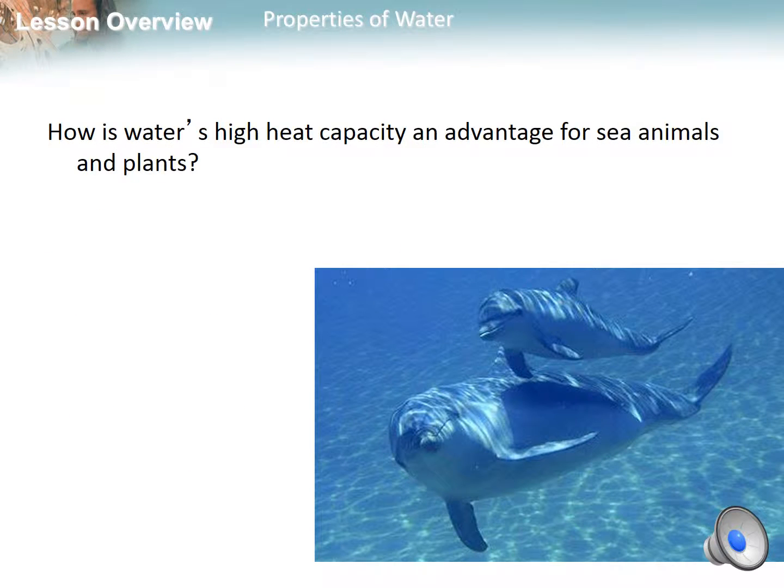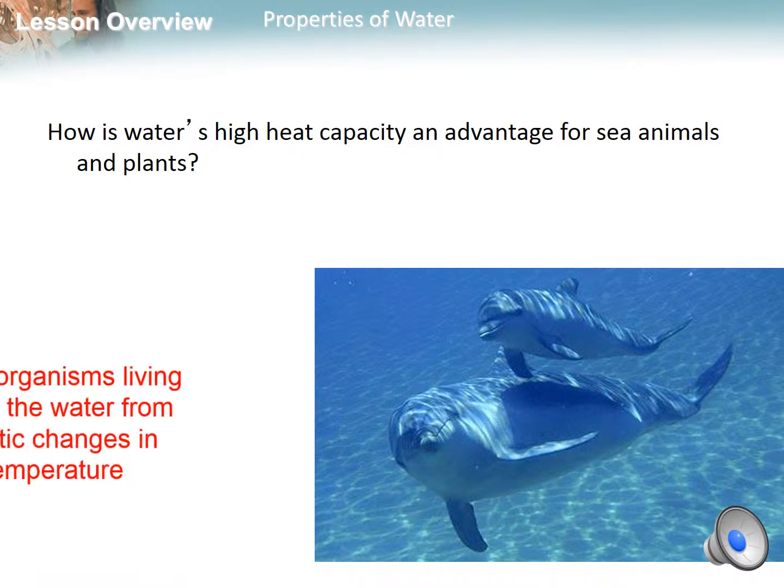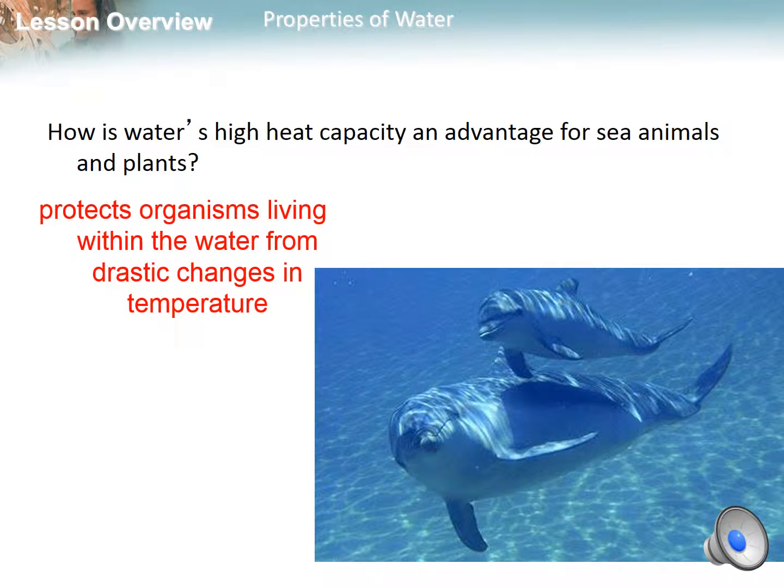So think a little bit: why or how is water's high heat capacity an advantage for sea animals and plants? Well, it protects organisms that live in the water from drastic changes in temperature. It will take a lot of heat for the temperature in the ocean to warm up, just like it takes a lot of cold, or lack of heat, for the temperature to drop.